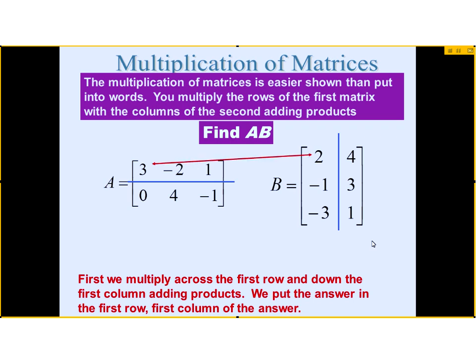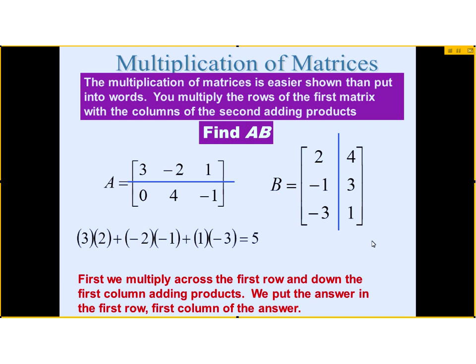First of all I multiply 3 into 2, which is 6. Then next I multiply minus 2 into minus 1, which gives 2. On the third time I multiply 1 into minus 3.